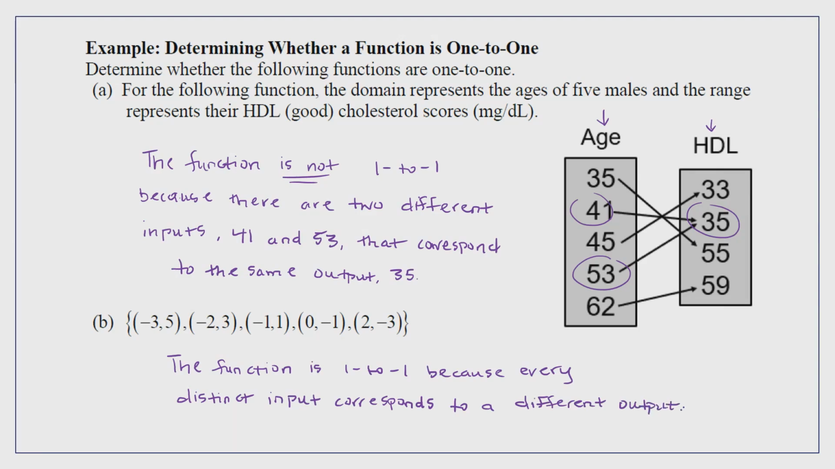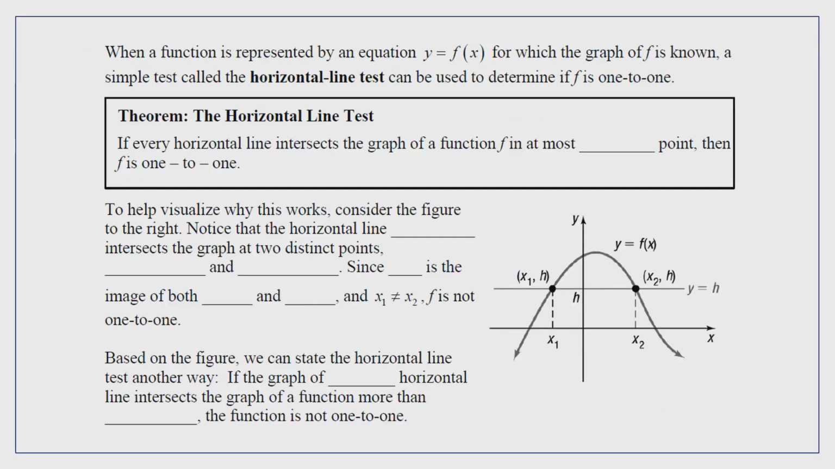When a function is represented by an equation y equals f of x, for which the graph of f is known, a simple test called the horizontal line test can be used to determine if f is one-to-one. The theorem for the horizontal line test states that if every horizontal line intersects the graph of a function f in at most one point, then f is one-to-one.